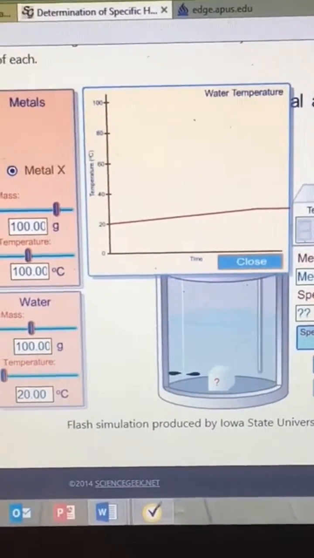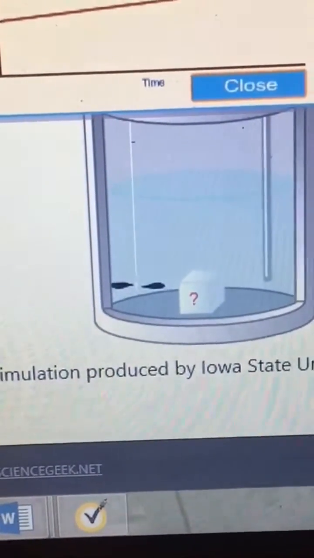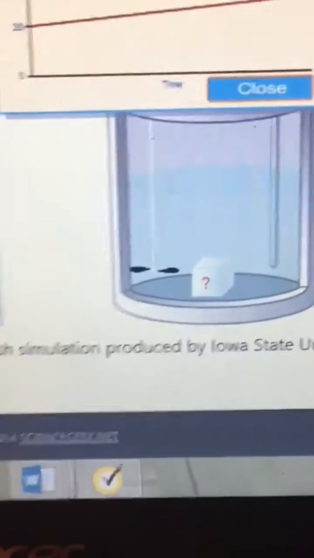Our specific heat is unknown, and our specific heat of water is 4.18. We need to find the specific heat for the unknown metal, which would be specific heat equals heat added over our mass with our delta T, which is our temperature.